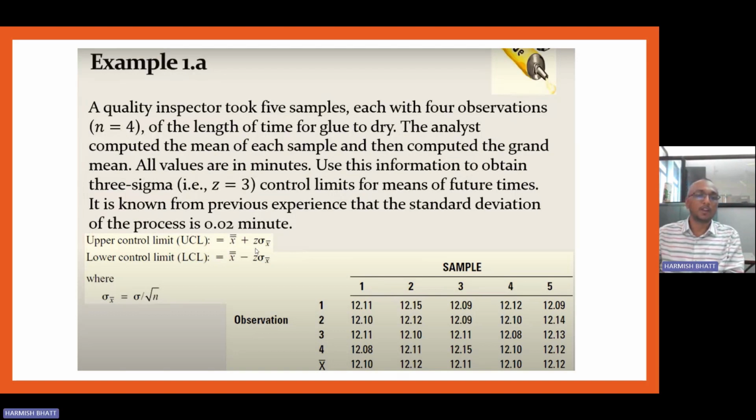We will be putting the values over here. We need to find out the value of sigma x bar first of all. To find the value of sigma x bar, we have the equation sigma divided by under root n. Over here, sigma is 0.02 minute and n is the number of items in each sample, that is equal to 4. So sigma x bar will be equal to 0.02 divided by under root 4.